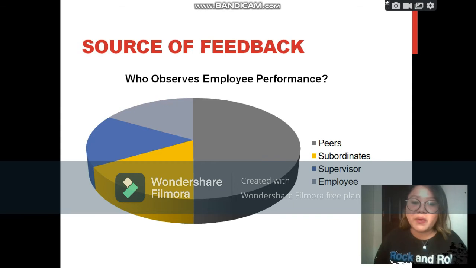Okay, the subordinates are always looking up to you, and they are going to notice what you are doing. Okay, what kind of work performance are you doing? And then, of course, next we have the employees. Okay, so other employees, not only the peers, but also from other departments or from other areas in your workplace. And then we have the supervisor. Of course, it's the role of the supervisor to look after the subordinates under him.